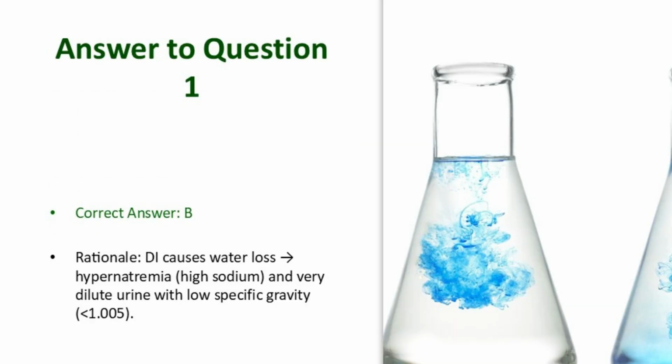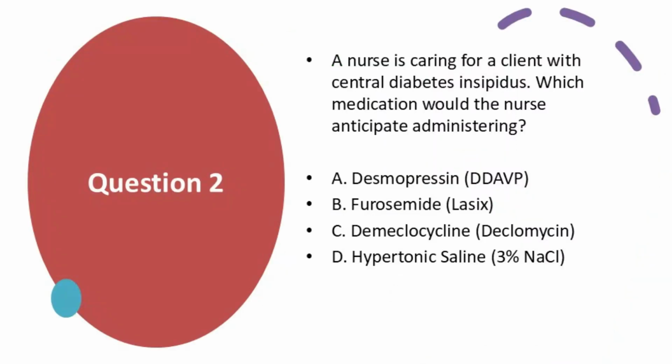Serum sodium of 150 milliequivalents per liter, urine specific gravity of 1.002. The reason is because in diabetes insipidus, there is a lot of water loss, and that will cause hypernatremia, high sodium in the blood, and there will be very dilute urine, so with low specific gravity that will be less than 1.005.